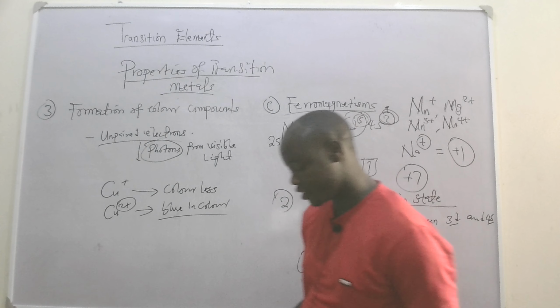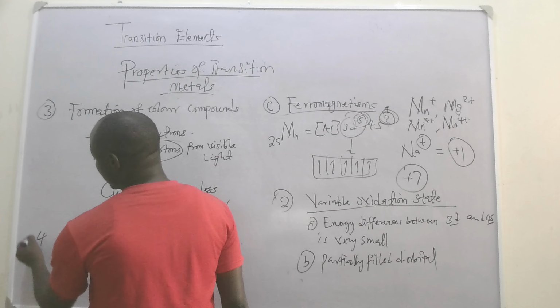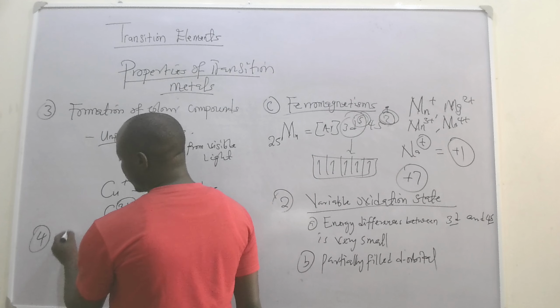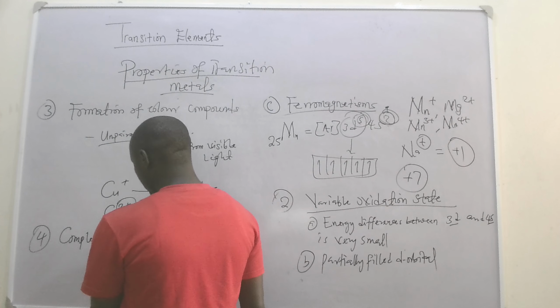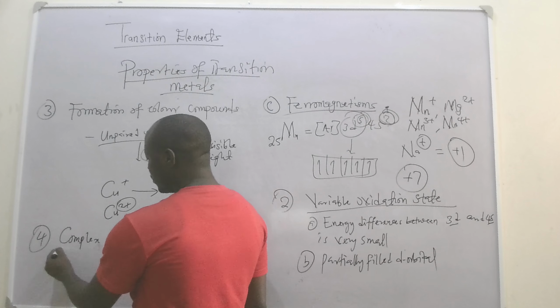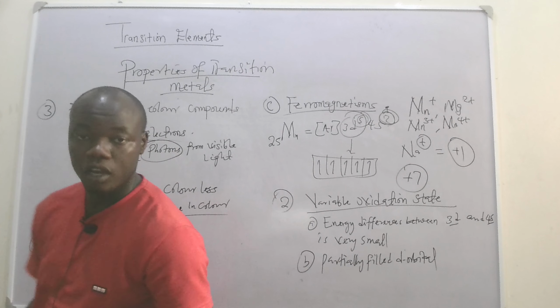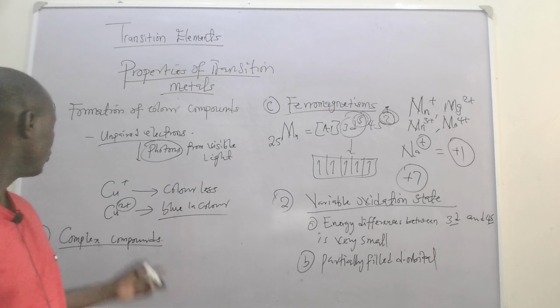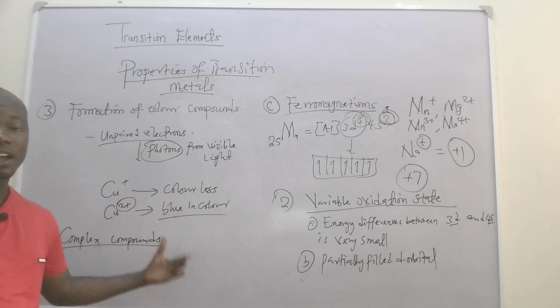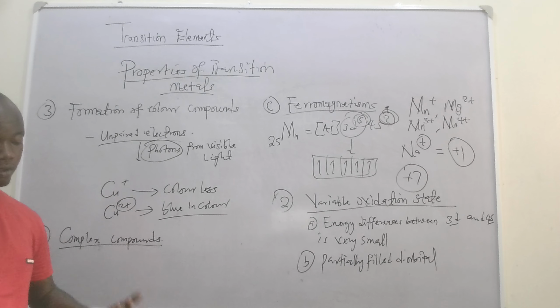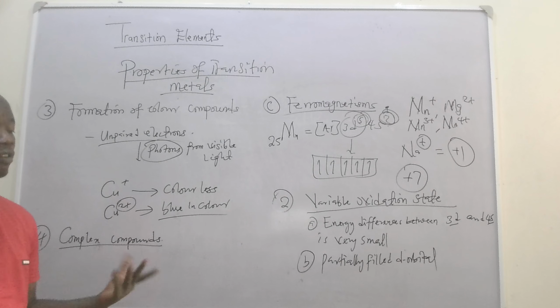Then the next property of transition elements is their ability to form complex ions, their ability to form complex compounds. So why do transition elements form complex compounds? It is because they have partially filled d-orbitals, and of course they have the ability to accept lone pairs of electrons.